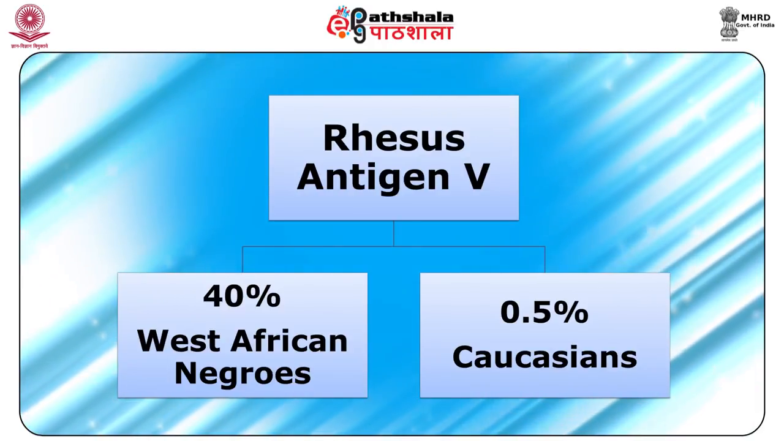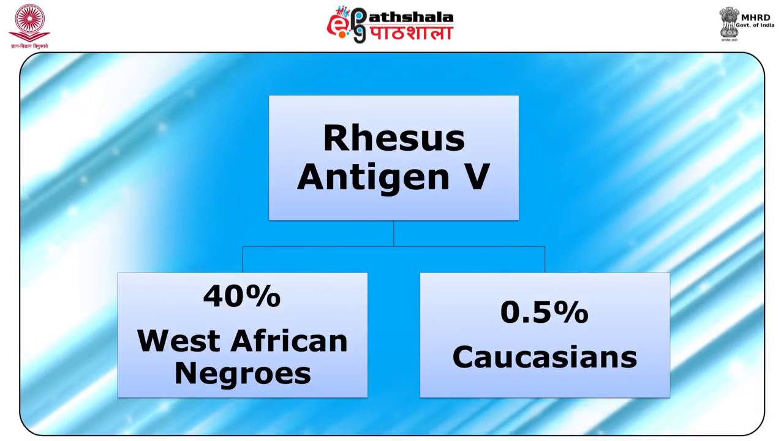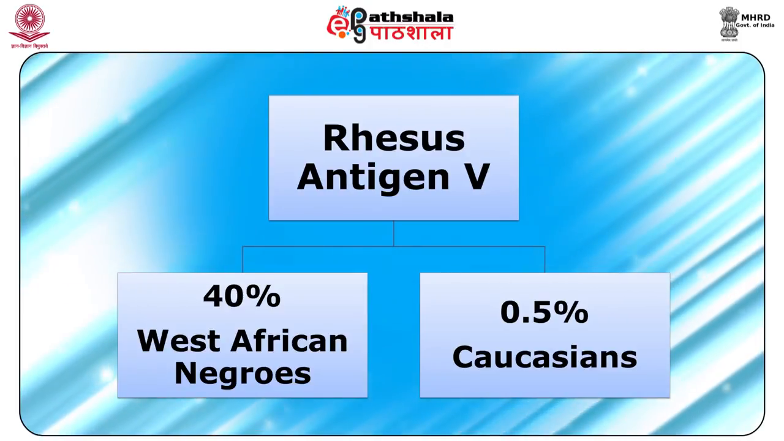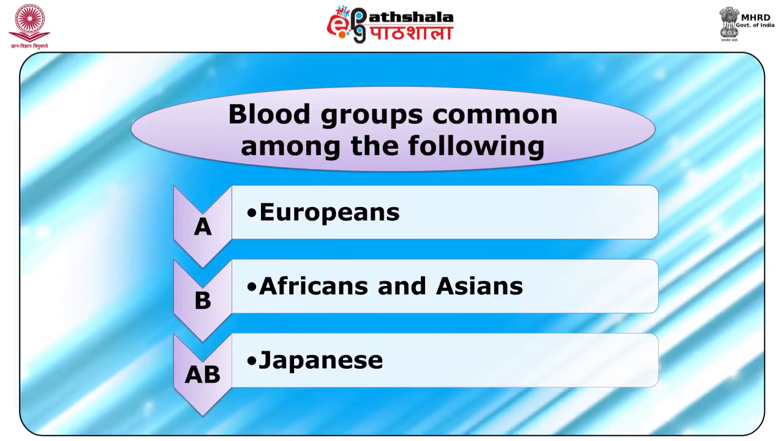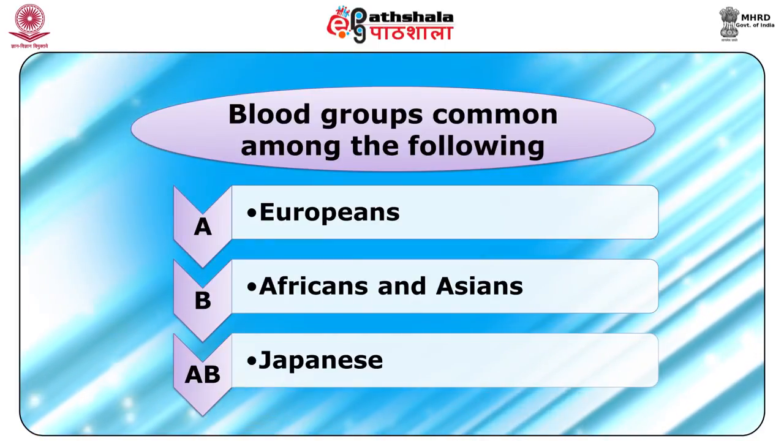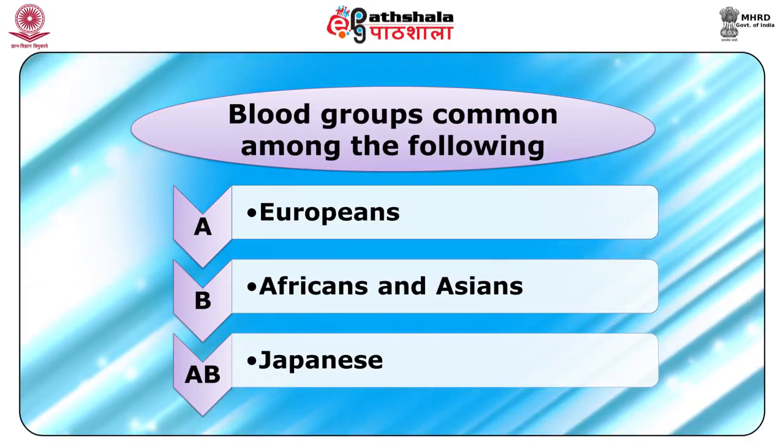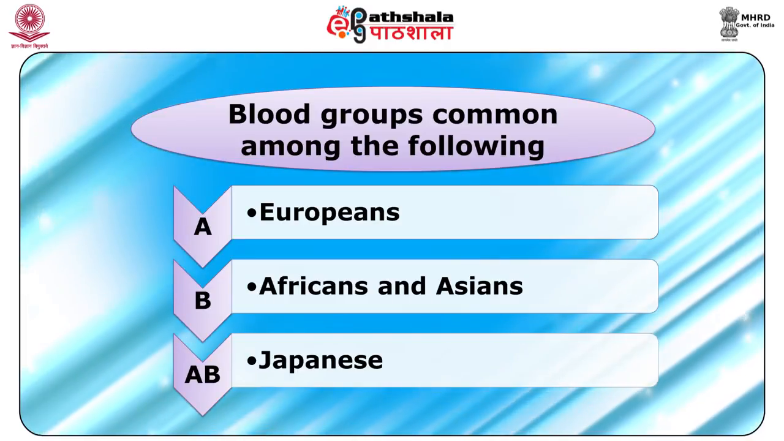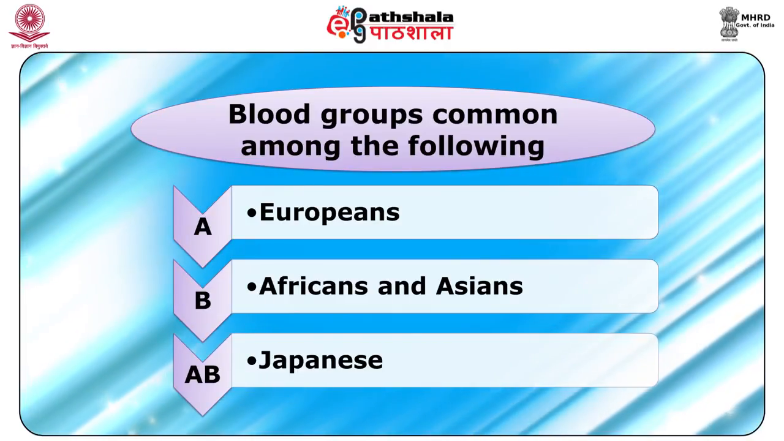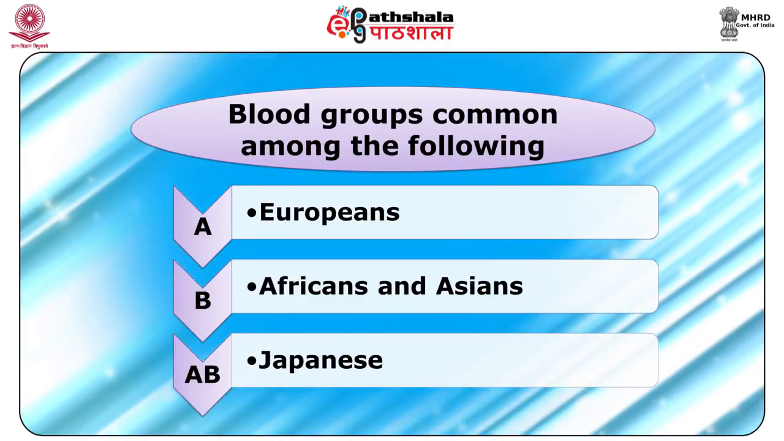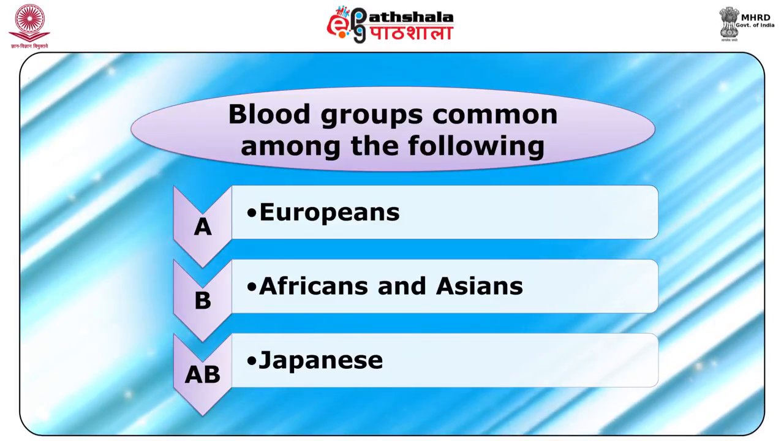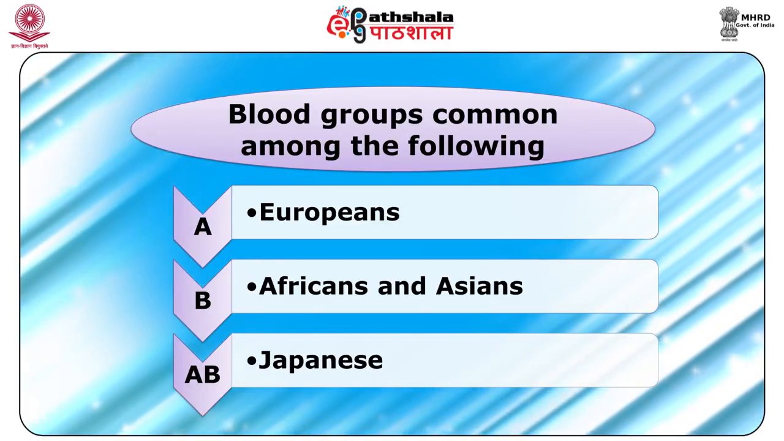Further, for example, rhesus antigen V is present in around 40% of West African Negroes, but only 0.5% of Caucasians. The blood type itself may at least suggest the most likely race of the suspect or victim. Type A blood is most common among Europeans, while type B is found commonly among Africans and Asians. Similarly, type AB is most common amongst those of Japanese origin, and the O type is frequently seen within the Latin American and Native American groups.